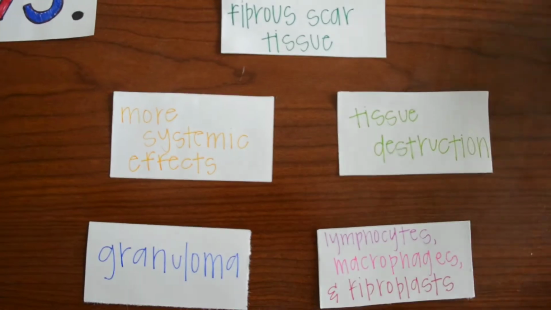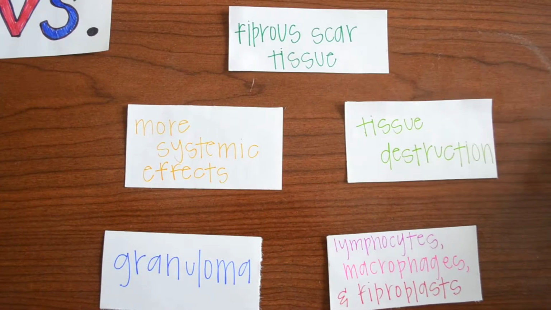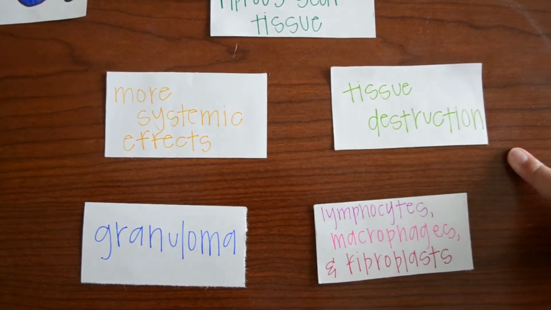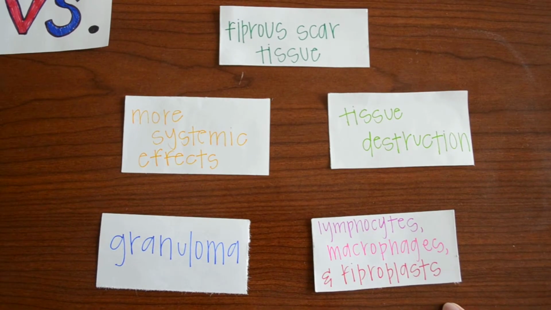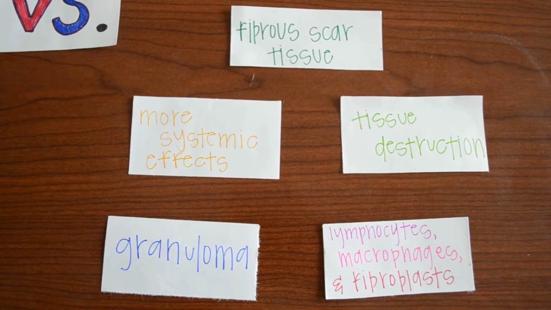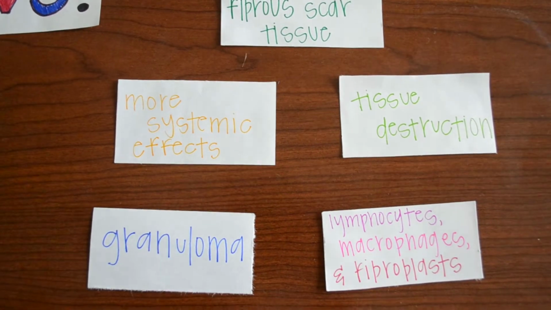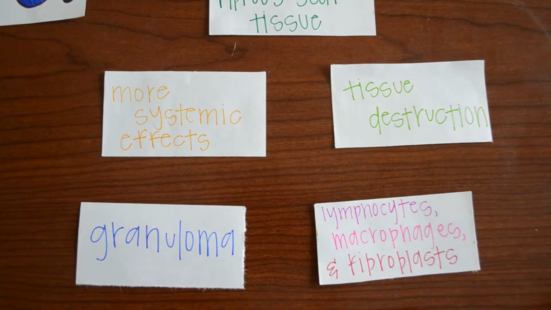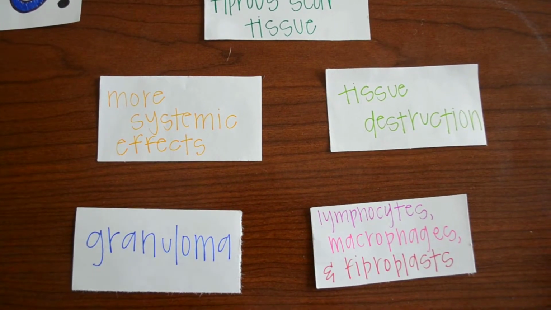So some things that go along with chronic inflammation would be more fibrous scar tissue, tissue destruction, and that's caused by the abundance of lymphocytes, macrophages, and fibroblasts. You'll again have more systemic effects, and then a granuloma will typically form, and that's like a bubble that will wall off the inflammation to protect the rest of the body.